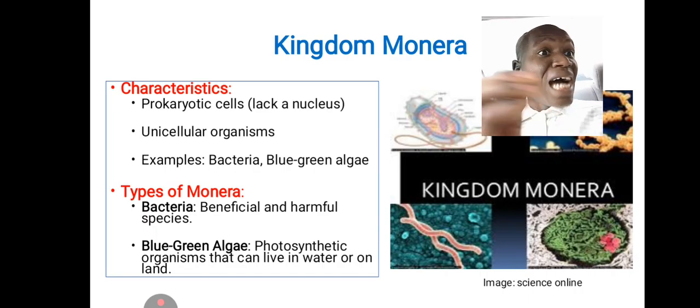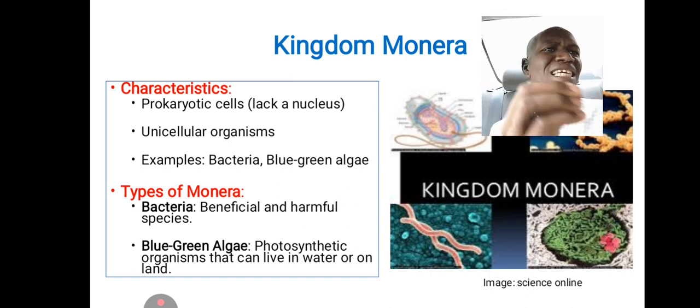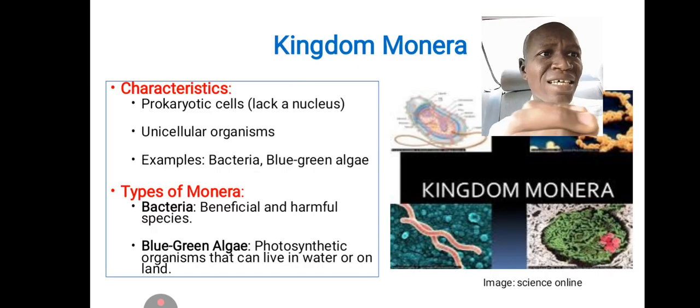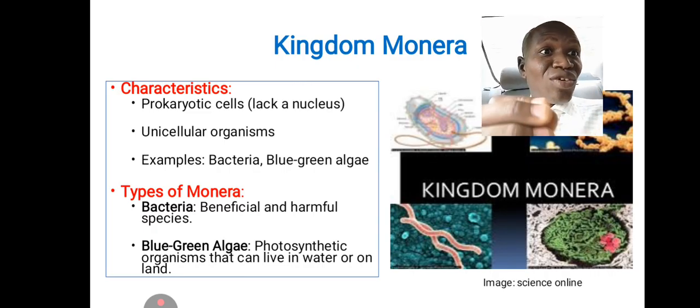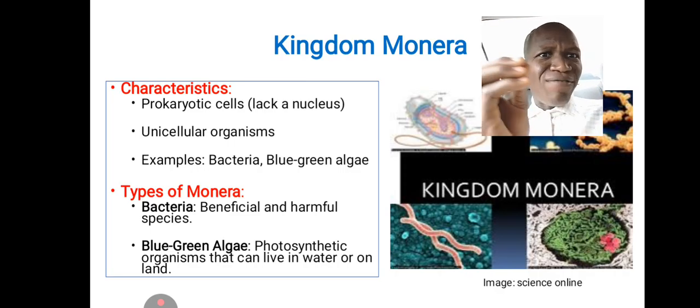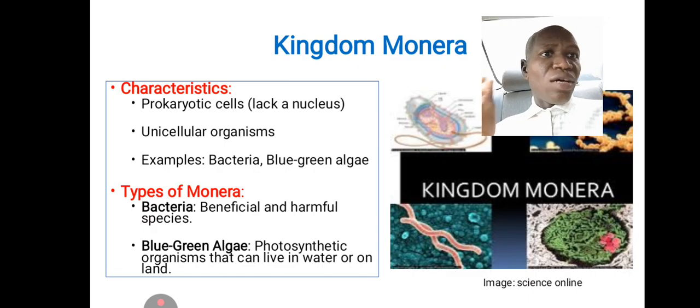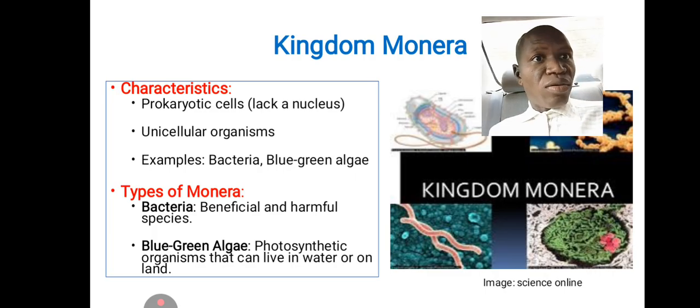There are several other characteristics, but I have highlighted this as the major one that they like asking. If you must know anything under the characteristics of kingdom Monera, you should know that they lack a well-defined nucleus, or simply, they don't have a nucleus. I hope this is clear. They are unicellular organisms. Examples are bacteria. So if they ask bacteria fall under which kingdom, you now know: Monera.